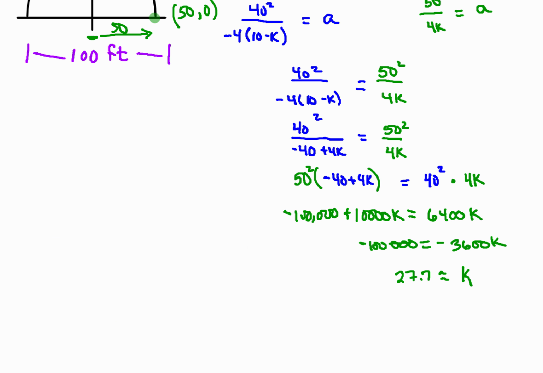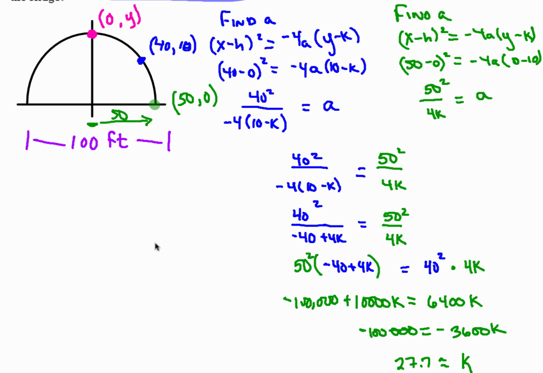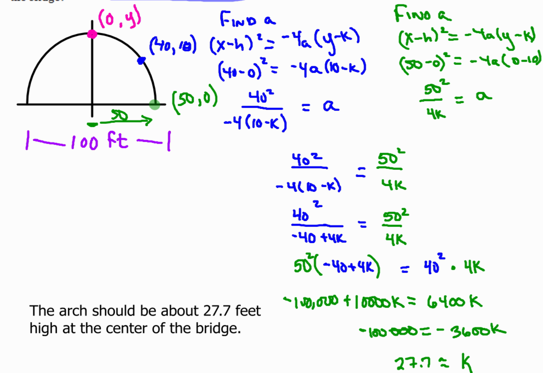Now remember, k, in my picture, is the part I'm trying to find, the y-coordinate of that. But I'm not done yet, because I'm never done by just getting a number for an answer. What's the last thing you have to do after you get that number? Oh, that's right. Write your answer in a complete sentence with units. So our final answer would be: the arch should be about 27.7 feet high at the center of the bridge.